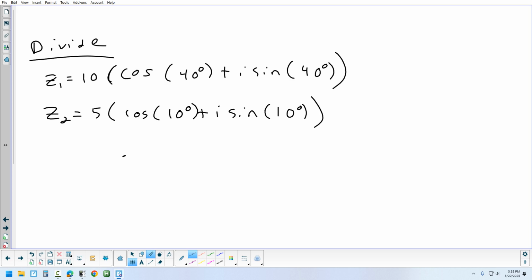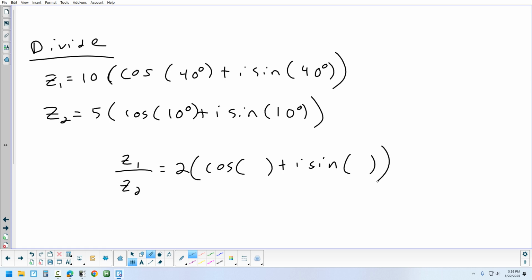All right. So to divide z1 by z2, what is the calculation that I do to get my new radius? Yeah. Divide 10 by 5. Divide 10 by 5, so the radius in my final answer will be 2 cosine. And what do I do to get my angle in the final answer? Subtract angles from z1 to angles from z2. All right, and what would you get if you do that? 30. So you do 40 minus 10, and you get 30.